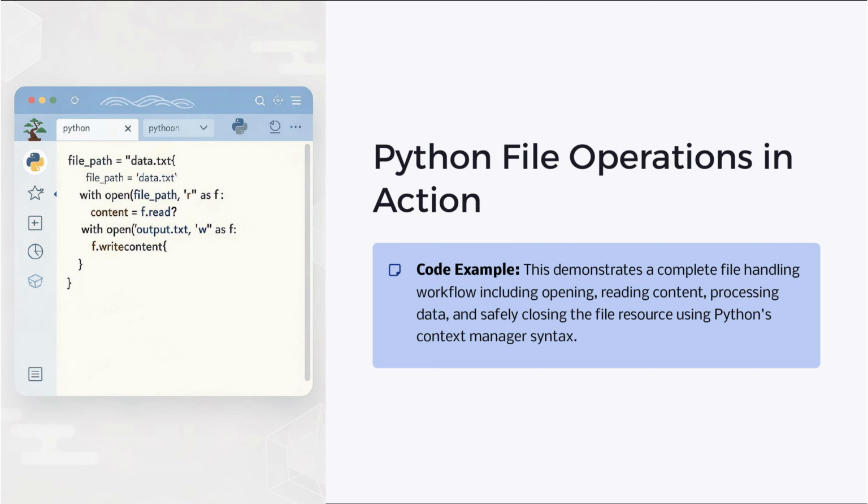Let's delve into a practical example of Python file operations. Using the context manager syntax, we open a file, read its content, process the data, and ensure the file is safely closed. This approach not only simplifies code, but also enhances reliability by automatically managing resources, even in the event of exceptions.